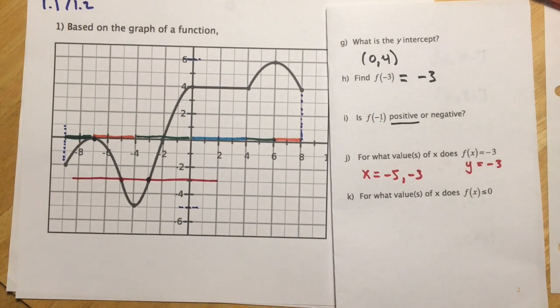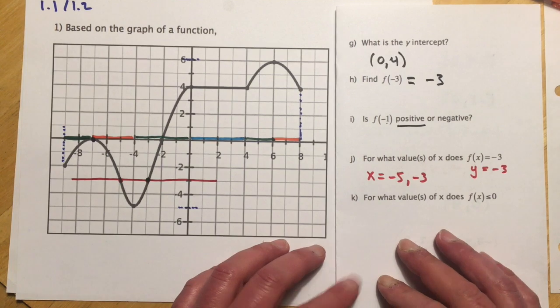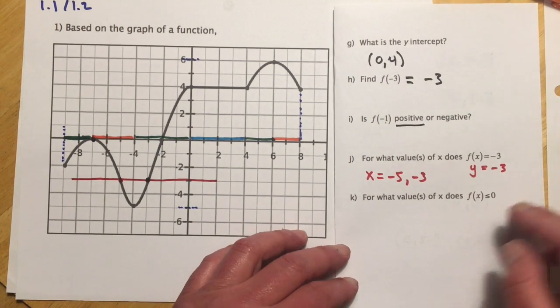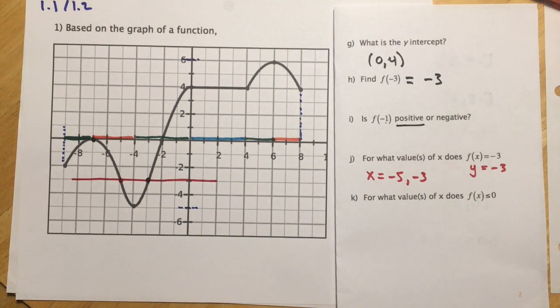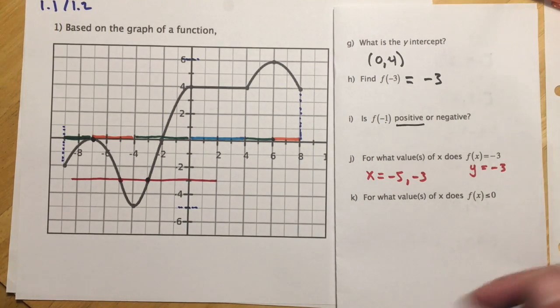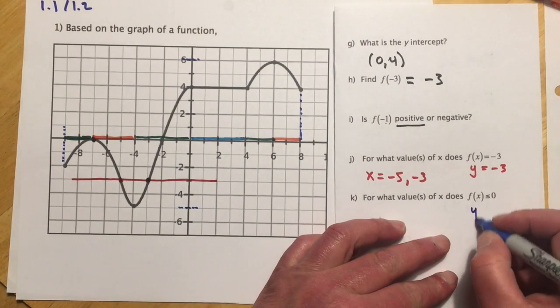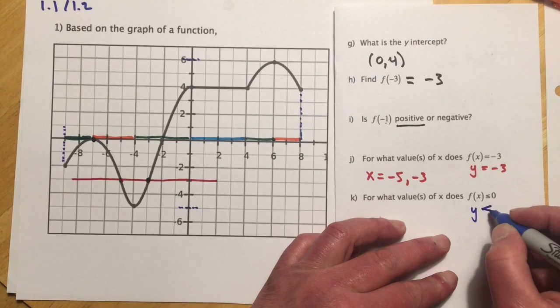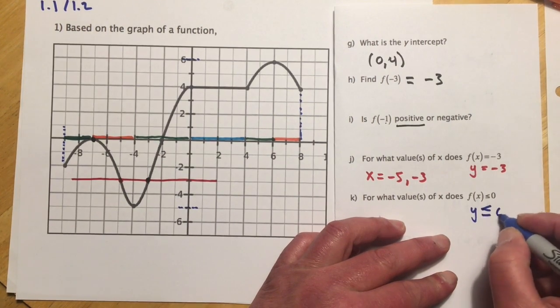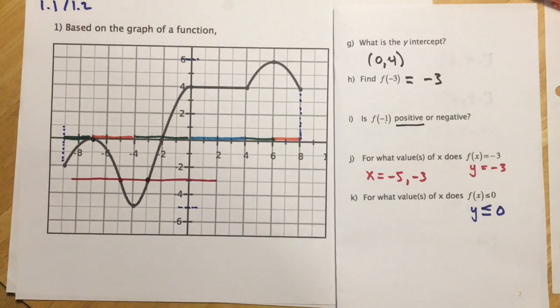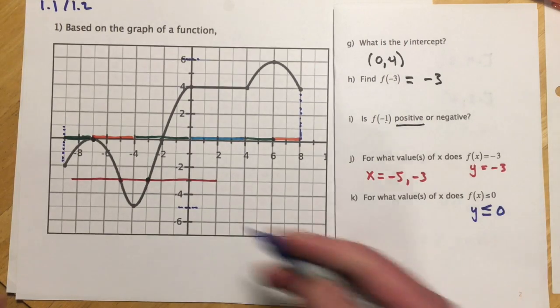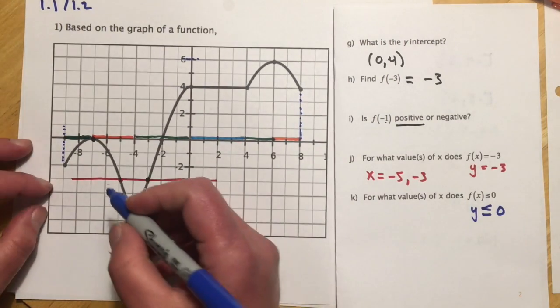And then the last one we have: for what values of x is f of x less than 0? So that's going to be, again, think of f of x as y. So where are the y values? Actually, sorry, it was less than or equal to 0. So the y values are less than or equal to 0 if it's below the x-axis.